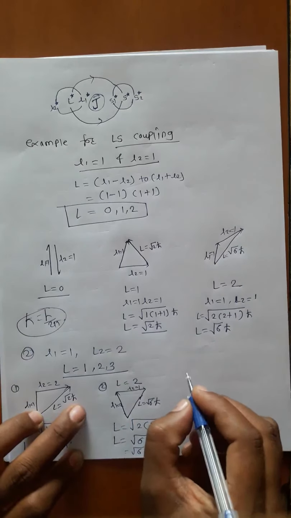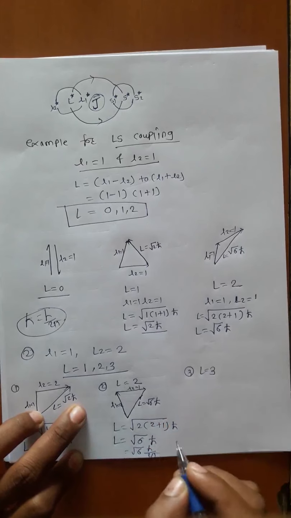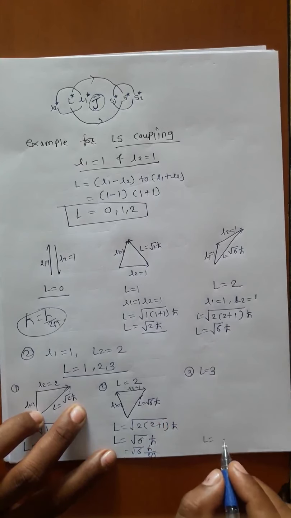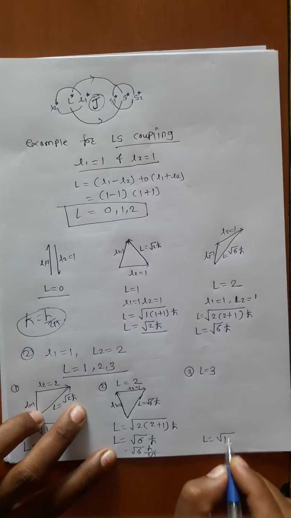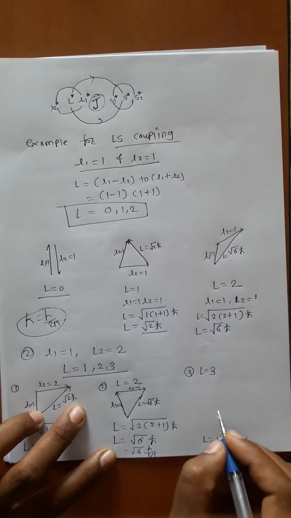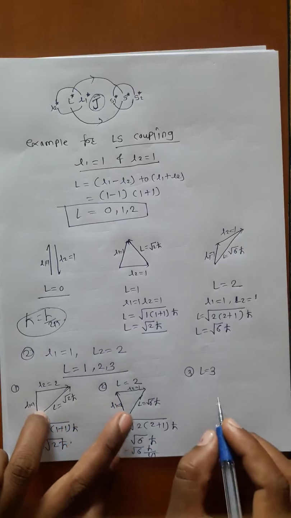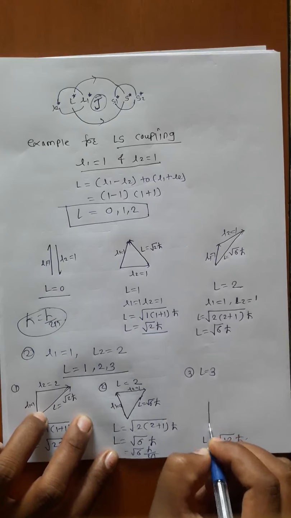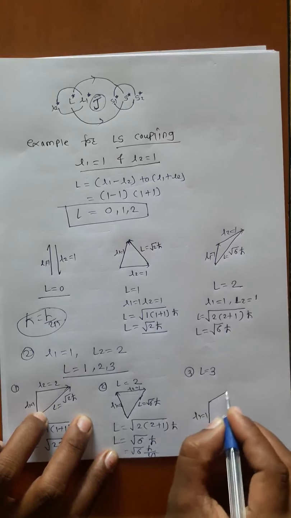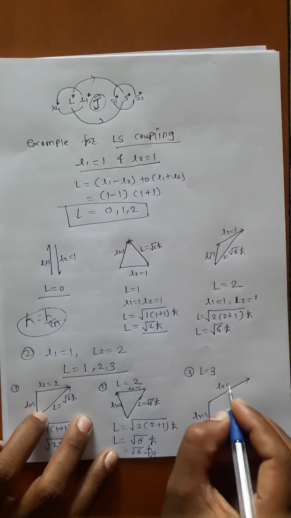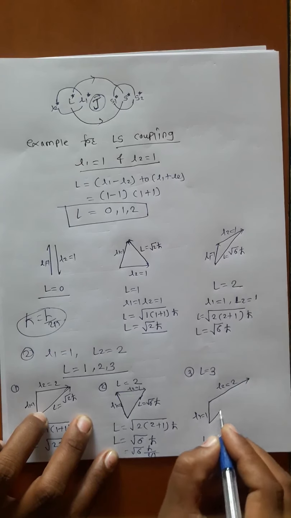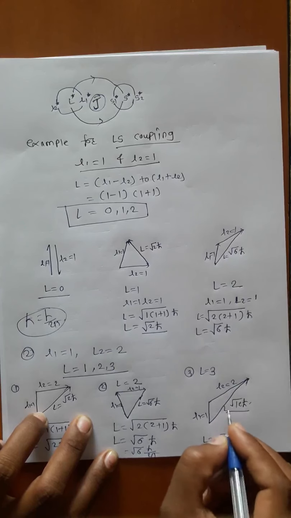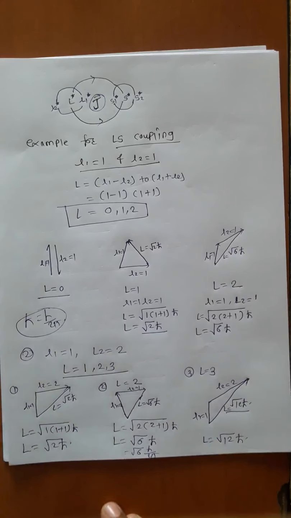Then third, L is equal to 3, then we will get the value of L is equal to square root of 3 into 3 plus 1, root 12 h cross. And how will we write the diagram? L1 is equal to 1, L2 is equal to 2, and L bar is equal to root 12 h cross.